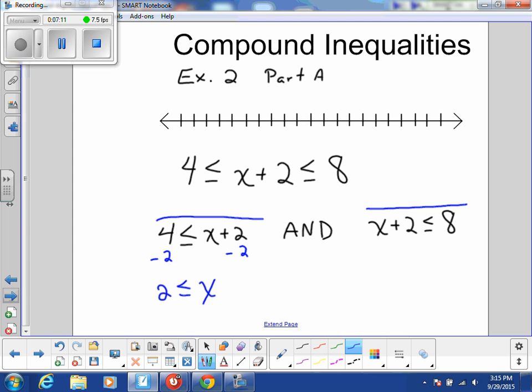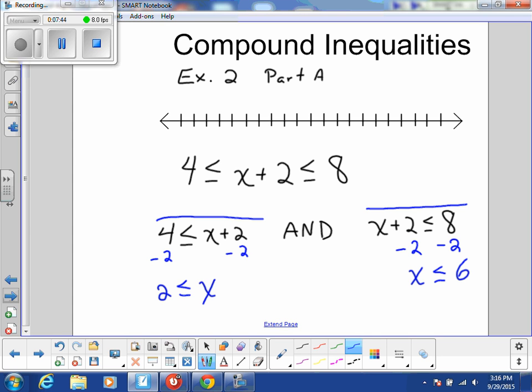It's a one-step inequality when you break it up like this, so the only thing you have to do is subtract 2 from both sides. All right, and then over here, once again subtracting 2 from both sides. Now remember, we're looking for the intersection, not numbers where 2 is less than the number or the number is less than 6.